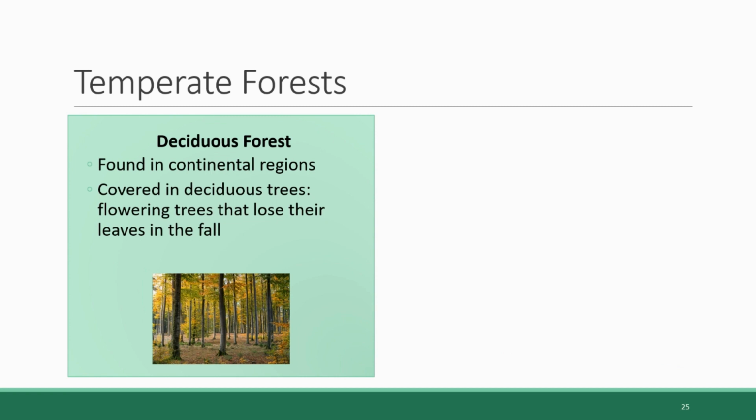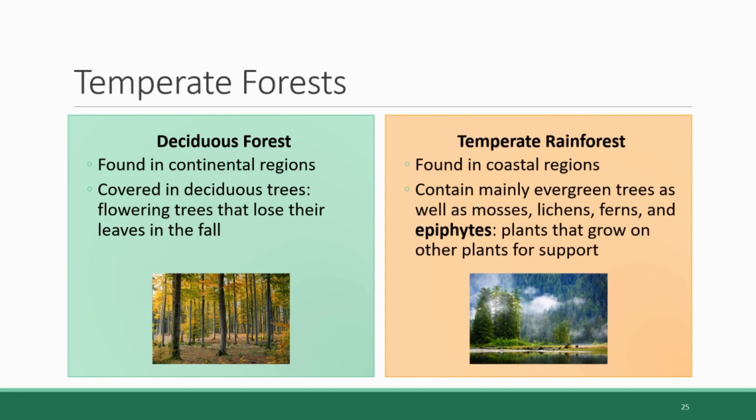And then temperate rainforests are the other type of temperate forest. Unlike deciduous forests, these ones are found in coastal regions. You can also find them in the US along with deciduous forests. The Pacific Northwest contains large areas of temperate rainforest. And in temperate rainforest, you'll find mostly evergreen trees as opposed to deciduous trees that drop their leaves. And then you'll also find other plants that love moist conditions like mosses and lichens and ferns, and also epiphytes.